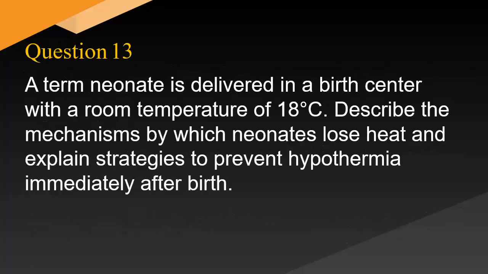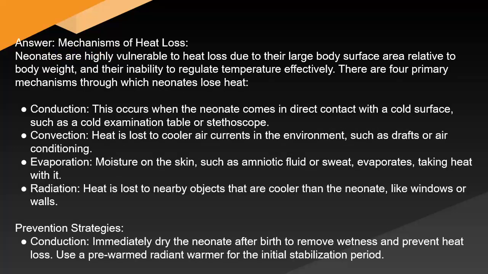A term neonate is delivered in a birth center with a room temperature of 18 degrees. Describe the mechanisms by which neonates lose heat and explain strategies to prevent hypothermia immediately after birth. Answer: mechanisms of heat loss. Neonates are highly vulnerable to heat loss due to their large body surface area relative to body weight and their inability to regulate temperature effectively.